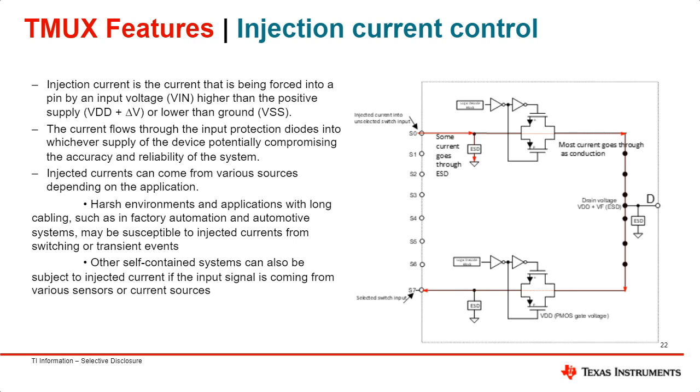But if you do have injection current control, you have that ESD. So when an injected current event happens, most of that current will flow through that ESD, and only a smaller amount will go through the drain, and you see it on your signal. So a very small error and a small distortion in your output signal.